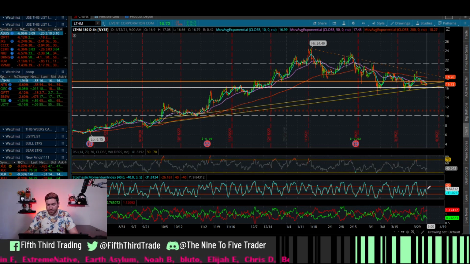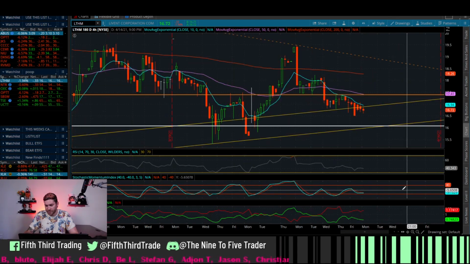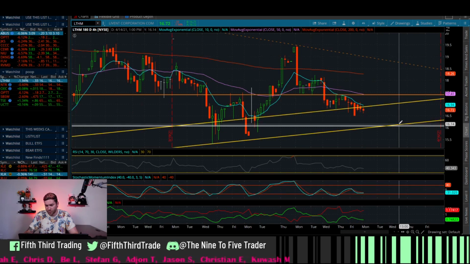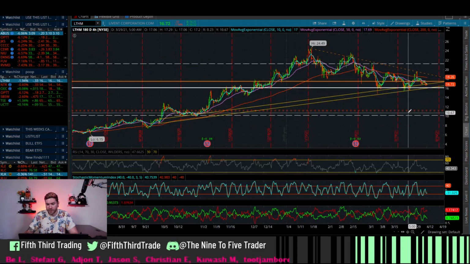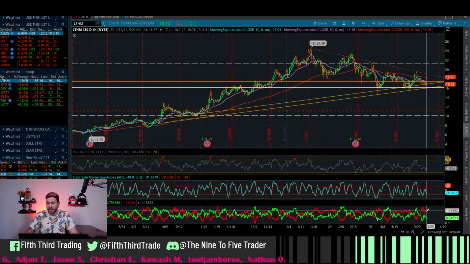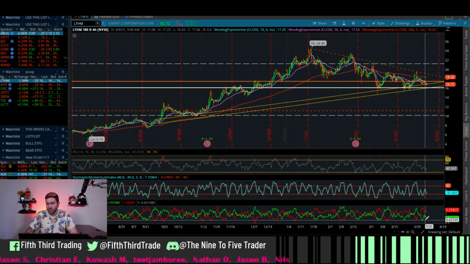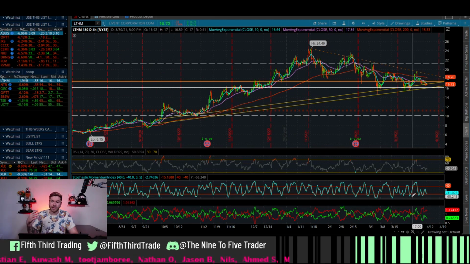RSI, stupid low. You like to see it. Stochastic is very low. That looks really good here. No divergences really at all. It looks to be matching up pretty well. And if it does start to curl north, and this blue line does cross the red, we could get a really nice move tomorrow or into the next day, or see a nice reversal starting to happen. And lastly, we can see the vortex. The bulls are oversold, bears are overbought, exactly where you want them.